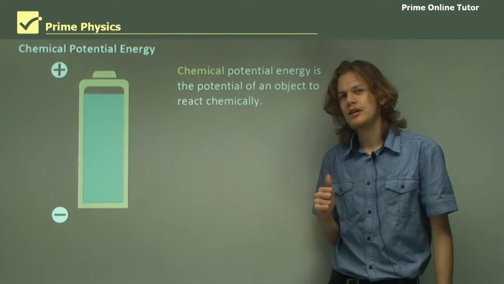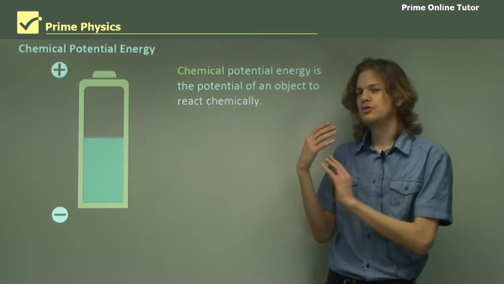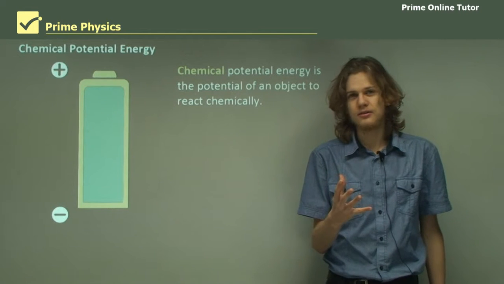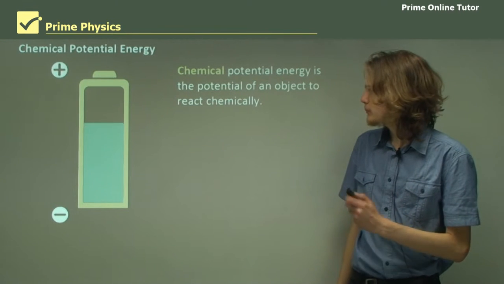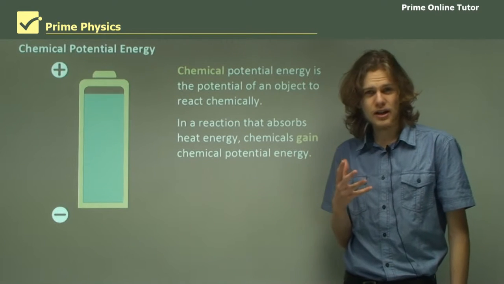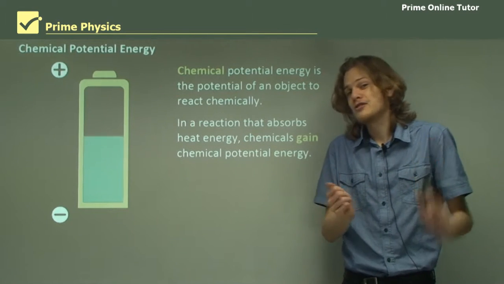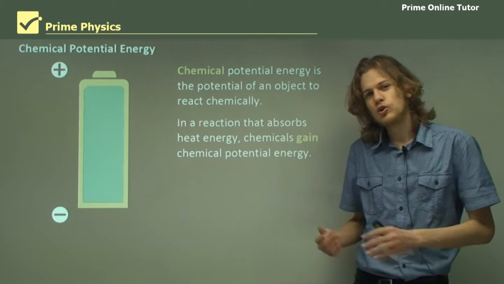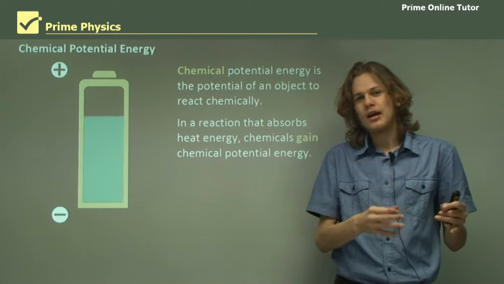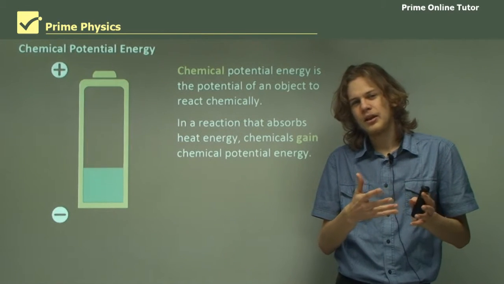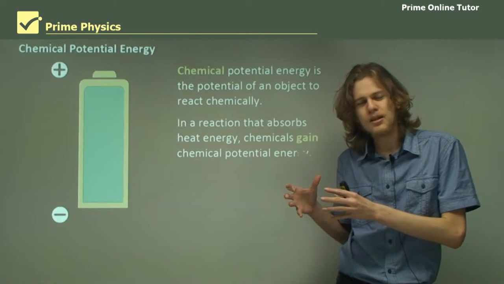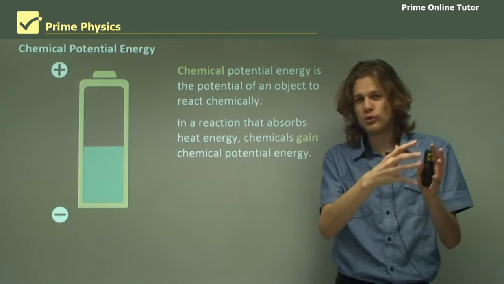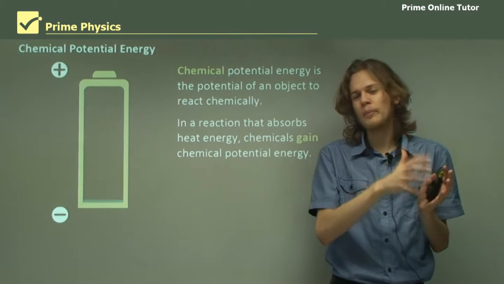Chemical potential energy is the potential of an object to react in a chemical way. We use this sort of thing a lot in chemical reactions, if you do chemistry. In a reaction that absorbs heat energy, called an endothermic reaction, it means that the system will be gaining chemical potential energy. You're putting heat into a system, and it's being used up by the system. And what's happening is that heat energy is being stored as chemical potential energy. It means that we have a new sort of chemical that has that potential energy stored up inside it.